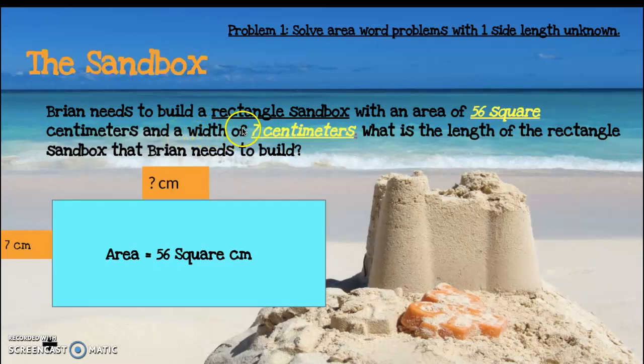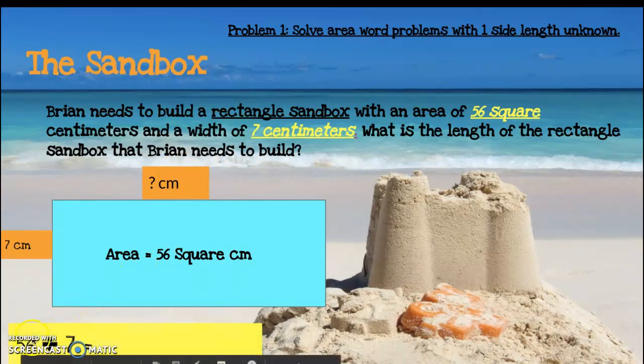But this time we were given the width. So our width is 7 centimeters. Last time we were given the length, this time we're given the width. So does that change how we solve the problem, how we figure out what the missing side length is? Well, no, we still use the same process. So what is the length of the rectangle sandbox that Brian needs to build? Well, we need to do what?